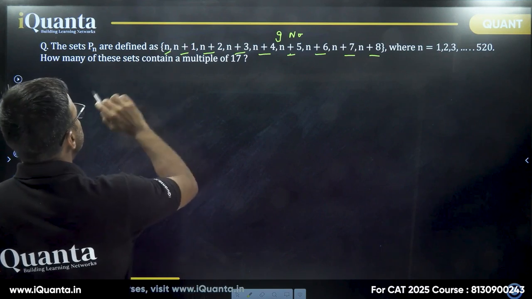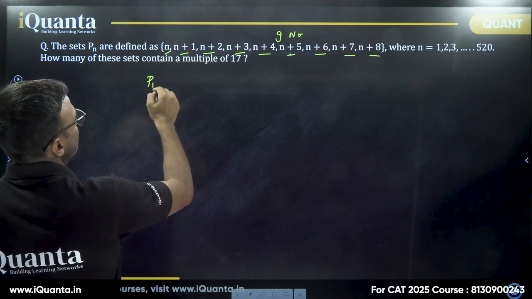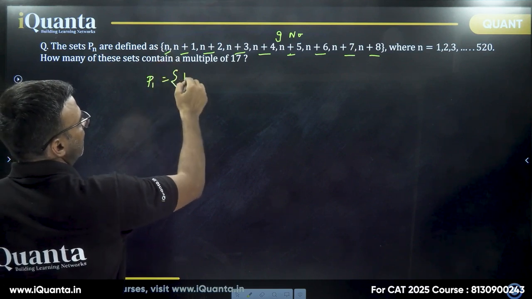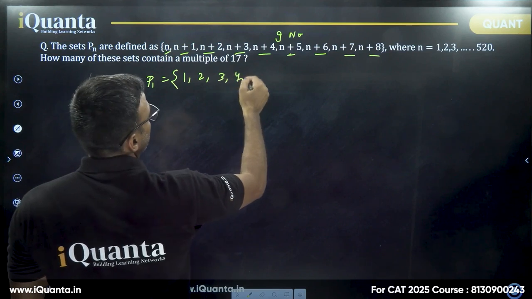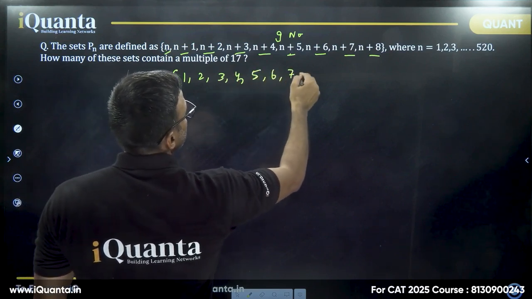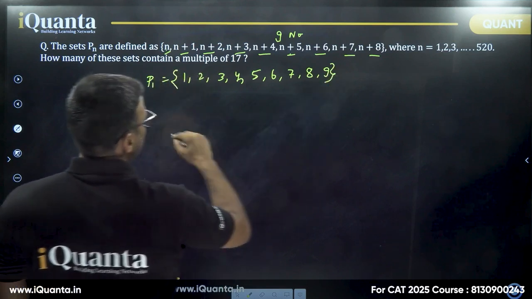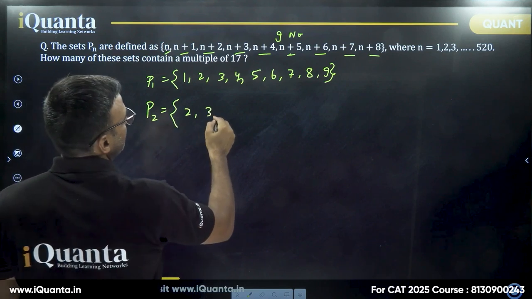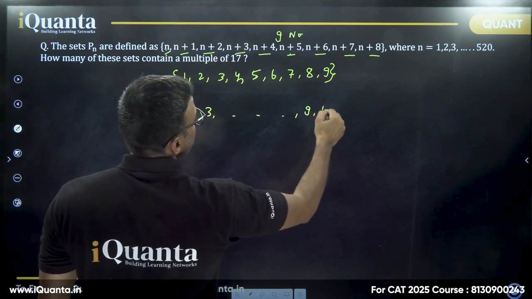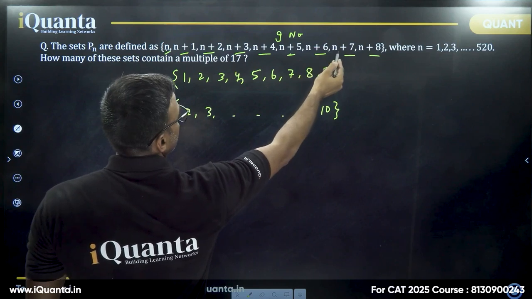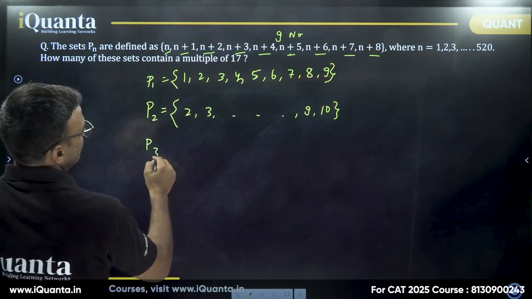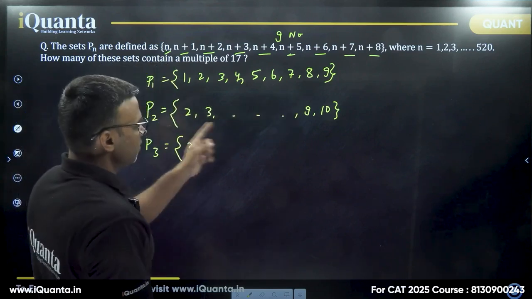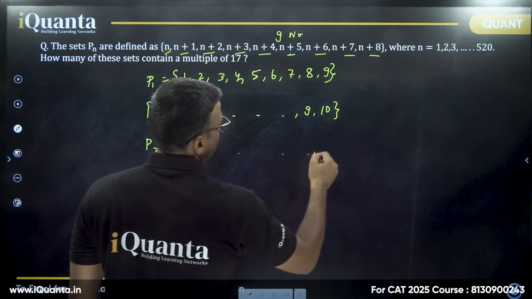If I take the first set, say P1, if you want to find P1, put n equal to 1. So it is 1, 2, 3, 4, 5, 6, 7, 8 and 9. This is P1. If you want to find P2, it will start from 2, 3 and it will go up to 9, 10, right? Put n equal to 2. If you want to find P3, it will start from 3. Now you can see it starts from 1, goes to 9, so plus 8. 2 plus 8, 10. So 3 plus 8, 11.